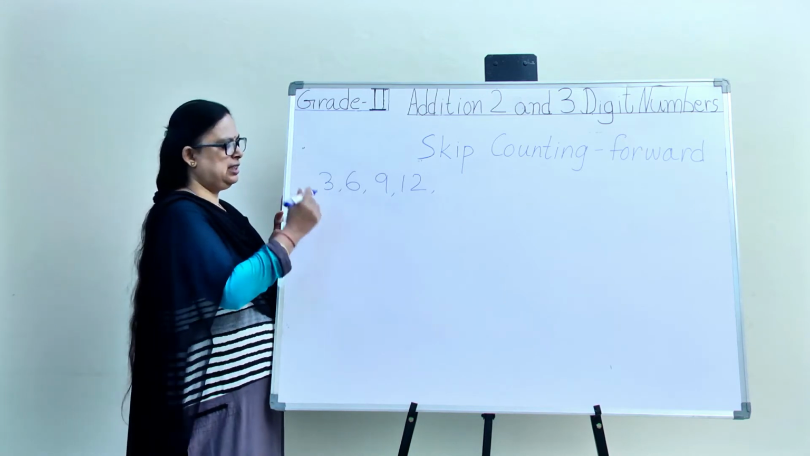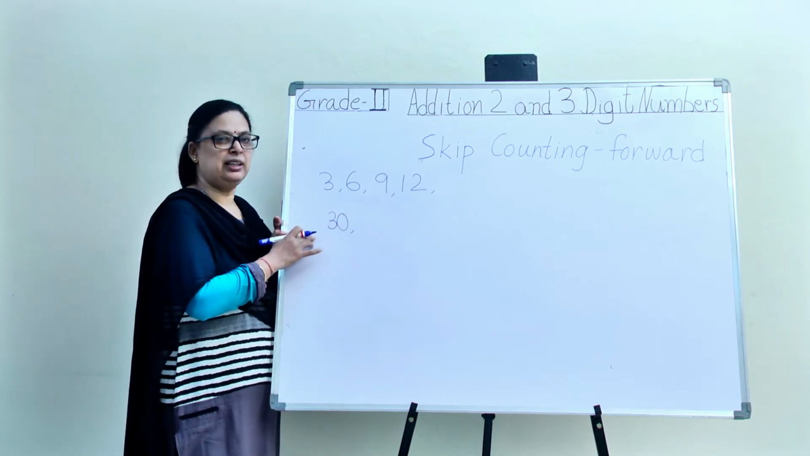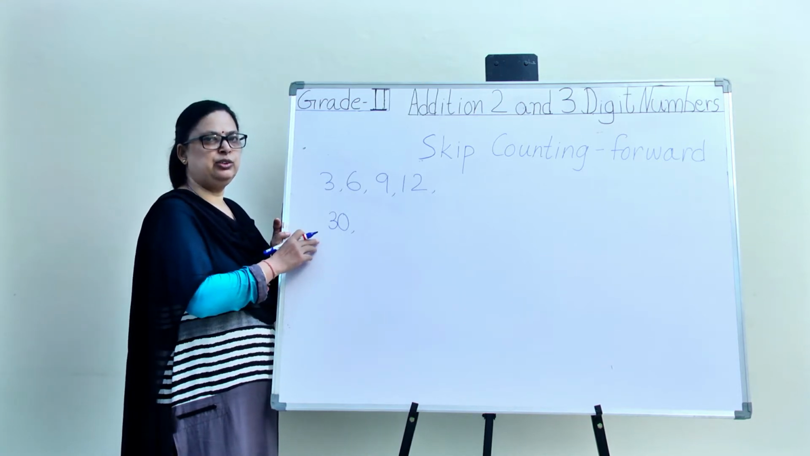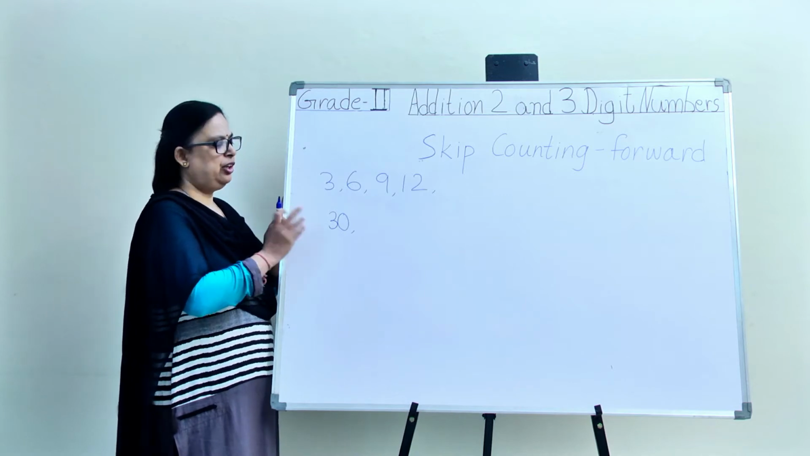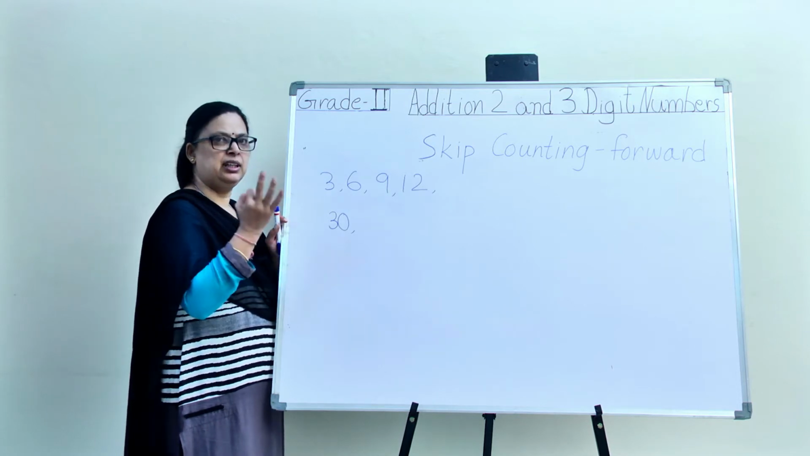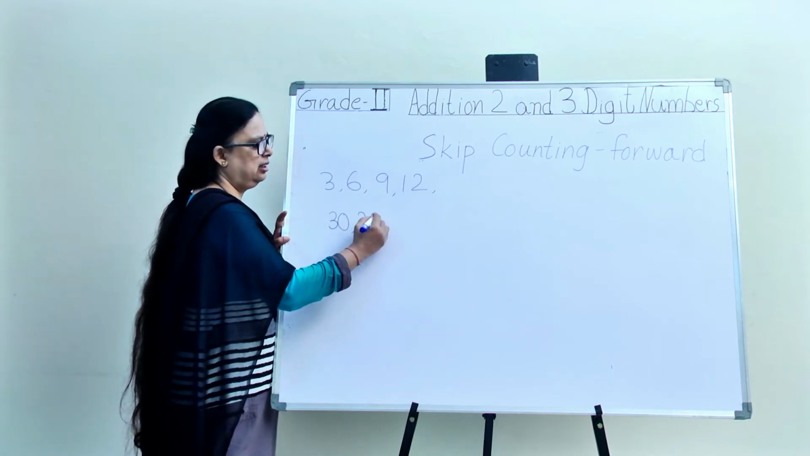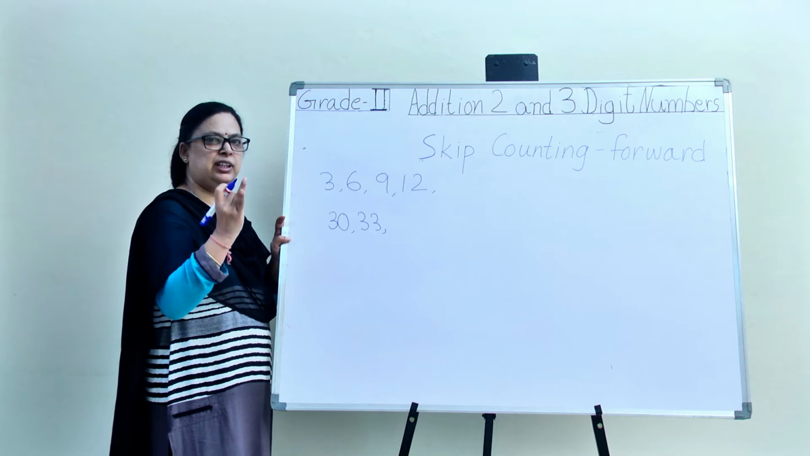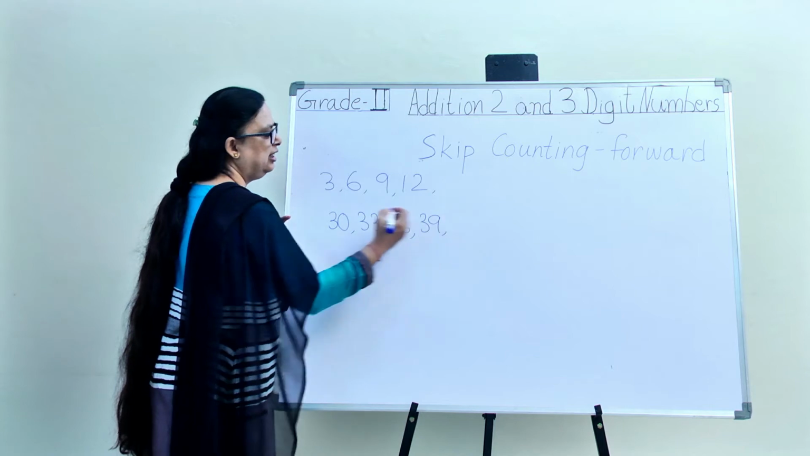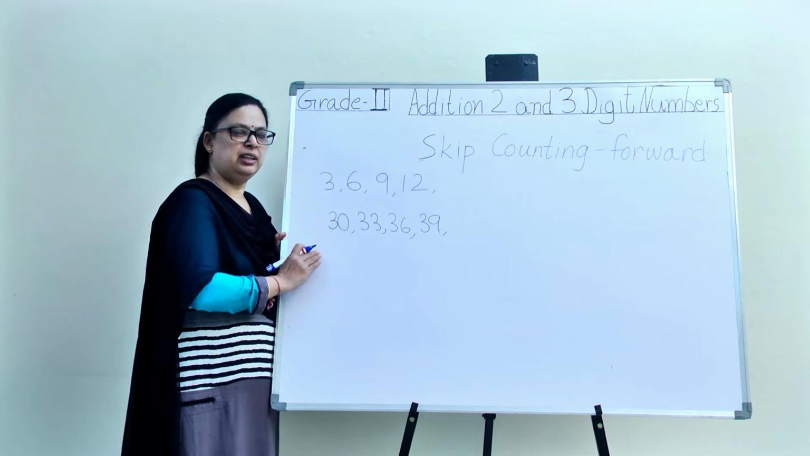So for any given number, let's say I am giving you the number 30, and I ask you to write the skip counting. So if you are not familiar with those numbers, let's just take 3 fingers and start counting after 30. After 30: 31, 32, 33. Next, 34, 35, 36. And the next is 39. It goes on like this. So any given number we have to do this way in skip counting.